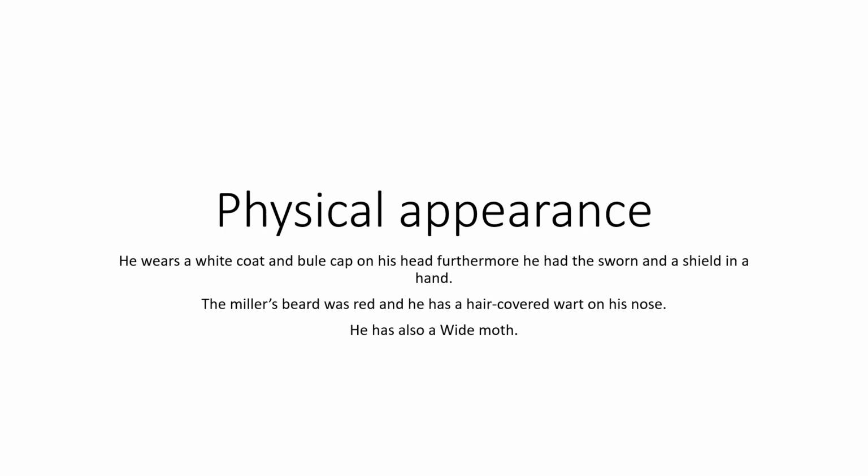Now we are talking about his physical appearance. The Miller's beard was red, and he also had a wart on his nose, and this facial feature seems proportionate since he also has a wide mouth to go with his wide nostrils. The Miller always wears a blue hood and a white coat, and he also carries a sword and shield at his side. So this was his physical appearance.